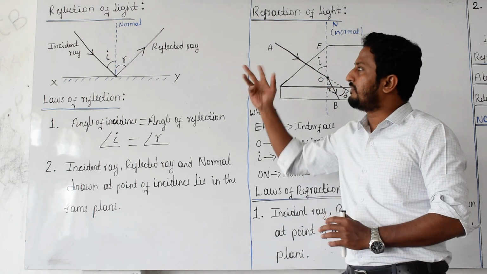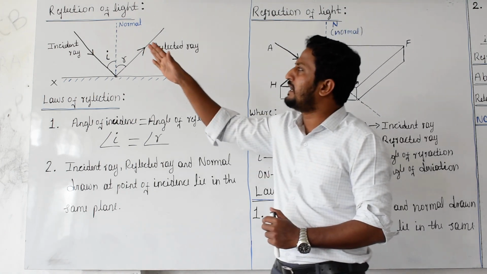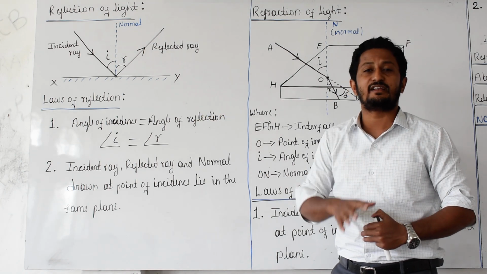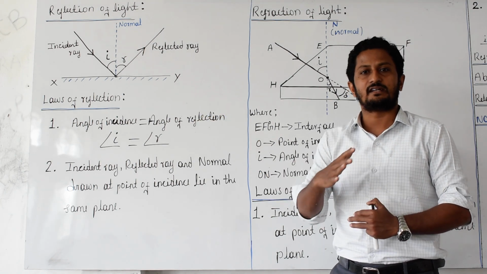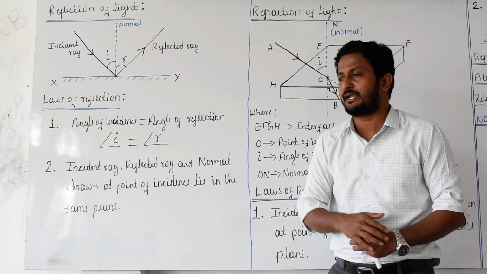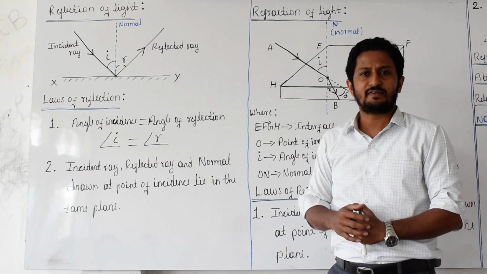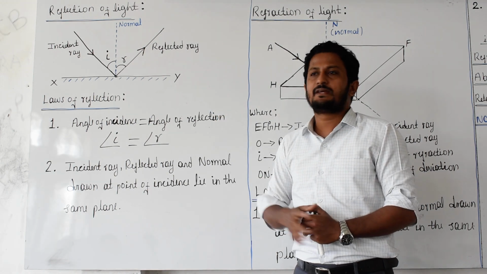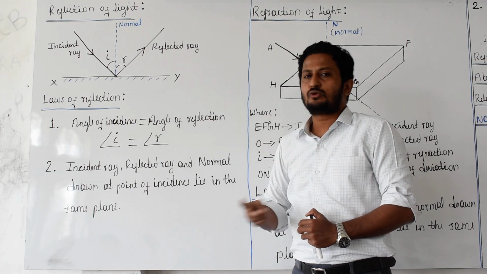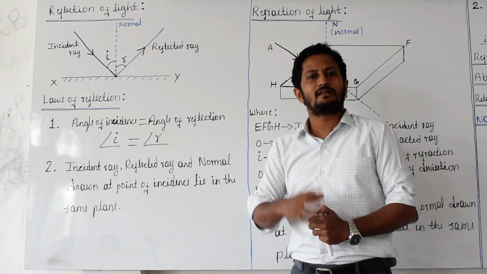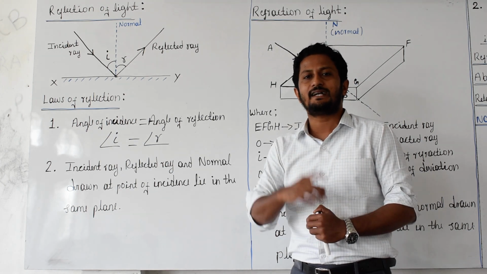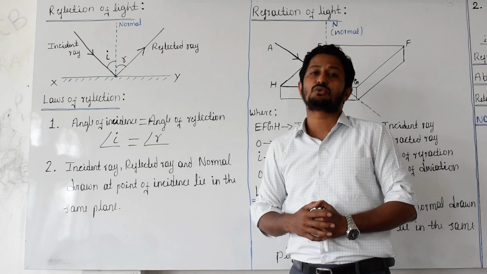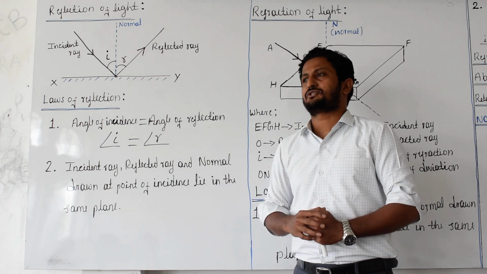See here, when light is coming like this and is going to hit any reflecting surface, thereafter it is bouncing back into the same medium. Here, according to the geometry, there are two laws of the reflection phenomenon. We should know those two laws of reflection.